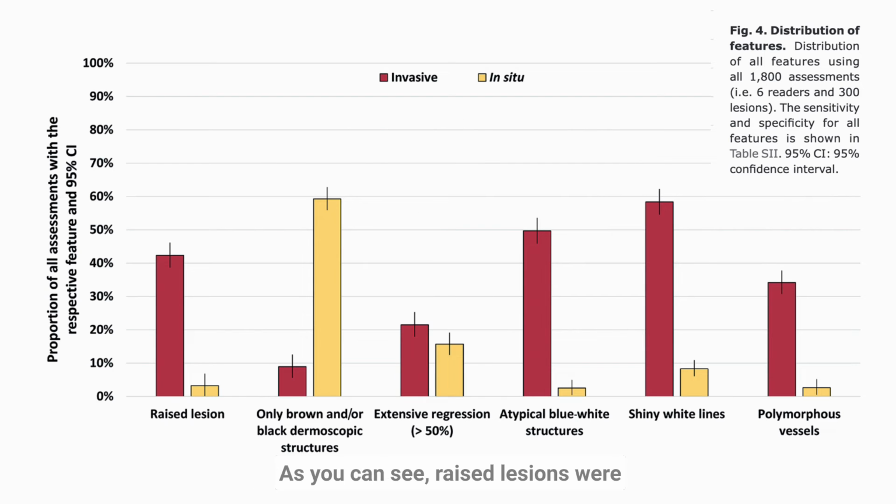As you can see, raised lesions were more suggestive of invasive melanomas, whereas only brown and/or black features were more often observed among in situ melanomas. You can also see that atypical blue-white structures, shiny white lines, and polymorphous vessels had a fairly high sensitivity for invasive melanoma.